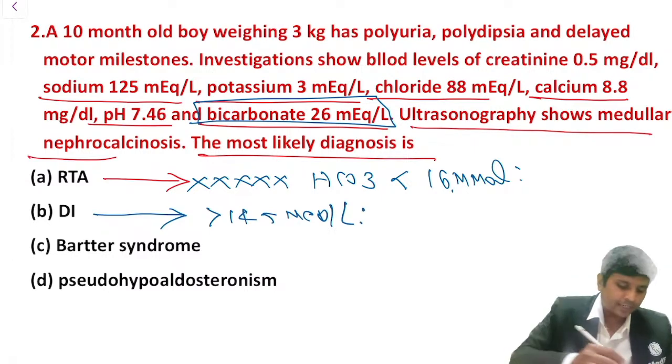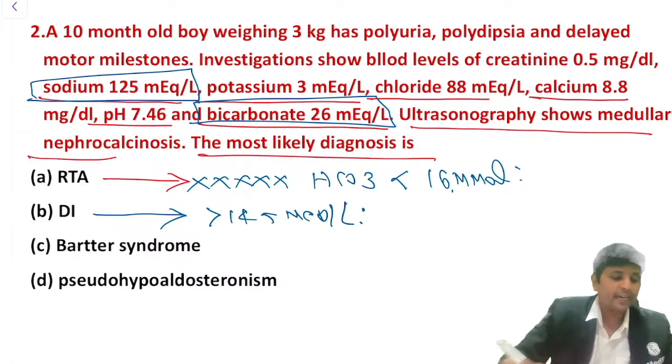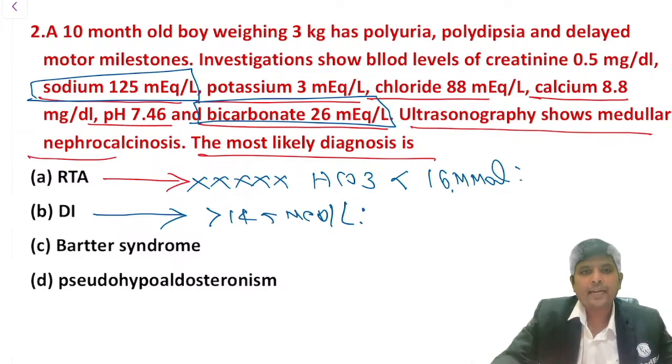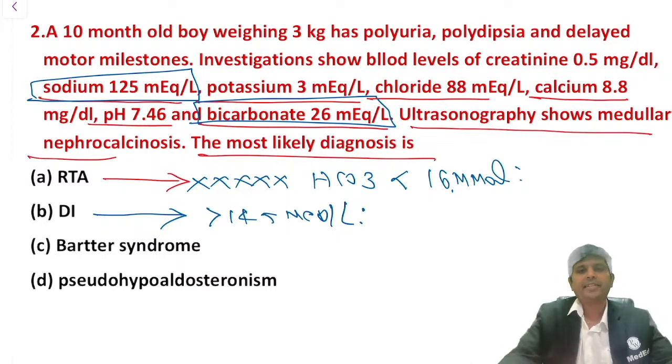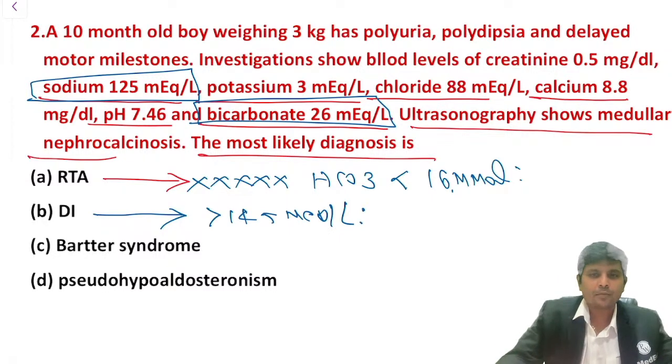But here the serum sodium is low. Again, it doesn't fit into diabetes insipidus, because diabetes insipidus is characterized by high serum osmolality and high serum sodium. Normal is 135 to 145; it will be more than that. Here it is less.